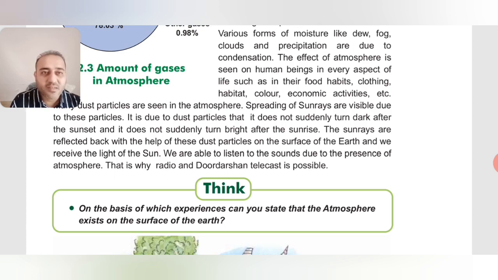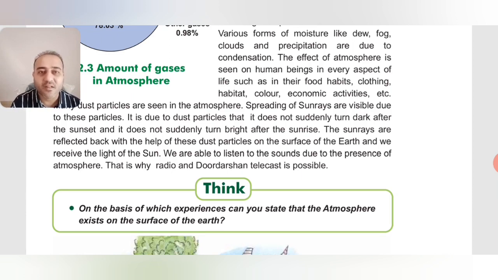Many dust particles are seen in the atmosphere. So, this paragraph, which I am going to read now, gives us the importance of the atmosphere. How is the atmosphere helpful to us? As we know that many dust particles are present in the atmosphere, it helps in the spreading of sun rays. So, we can see the sun rays spreading on the earth due to the presence of dust particles.